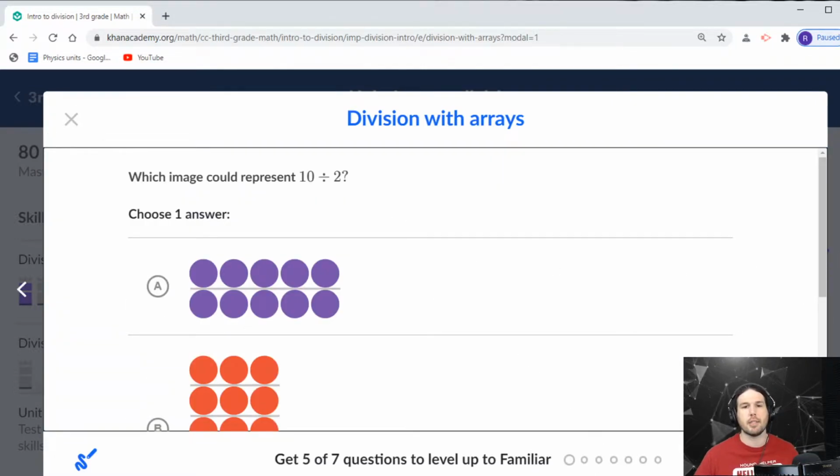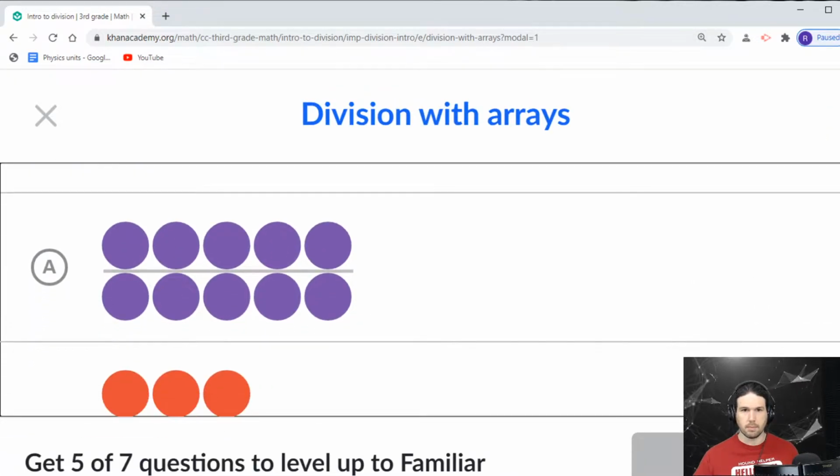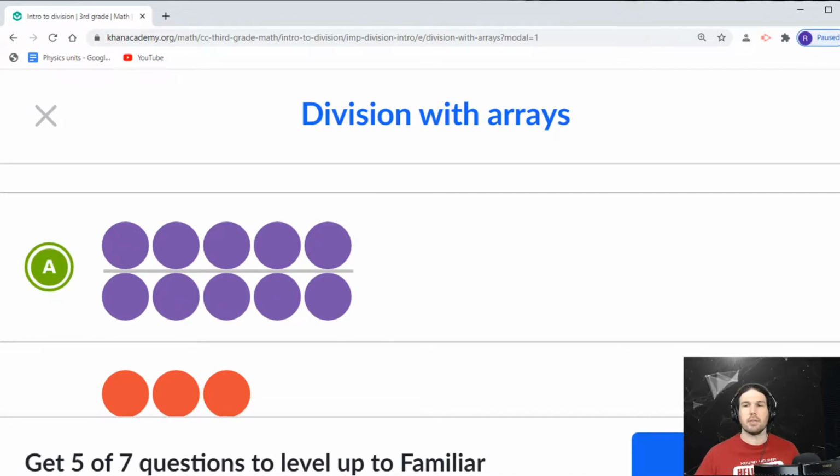10 divided by 2. Well, there need to be 10 circles. 2, 4, 6, 8, 10. That's this one. And it's divided into 2 rows. I don't know if you can see that. Let me zoom in. We have 10 circles divided into 2 rows.